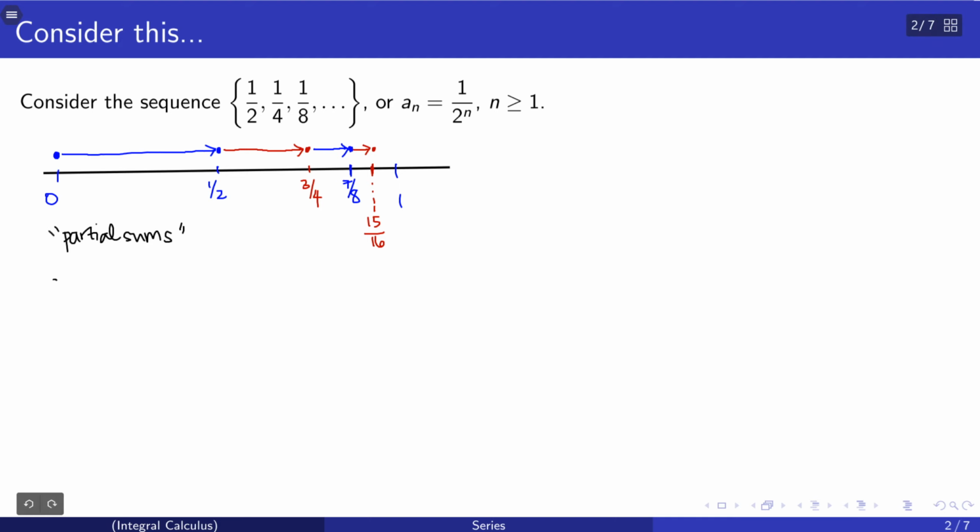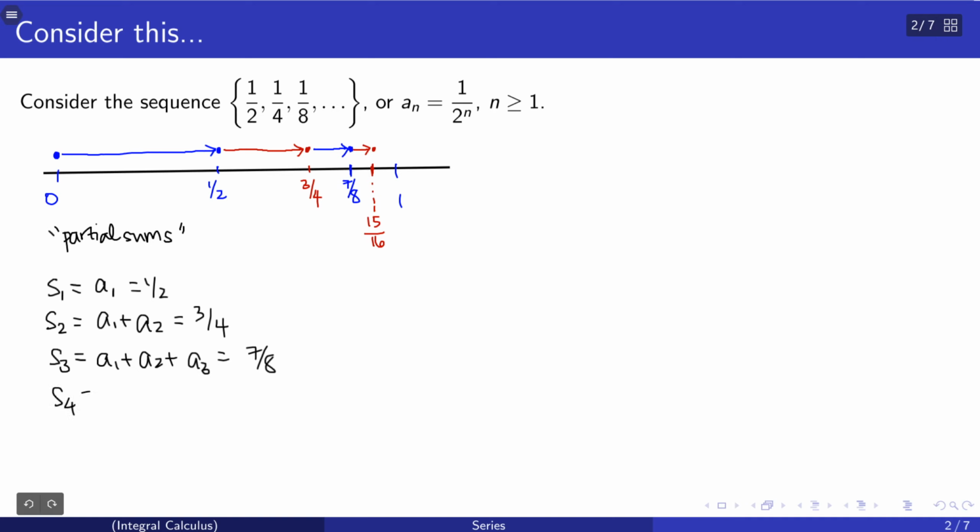So I'm going to call S sub 1 the sum of the first term, and that's it. So it was this 1/2 here that we started with when we added the first term. S sub 2 was our running total after 2 terms, and this was 3 over 4. S sub 3 is what we get after 3 terms, and that's 7 over 8, and so on.